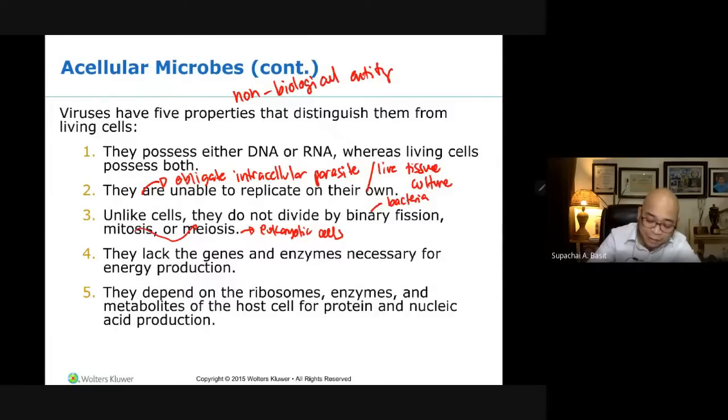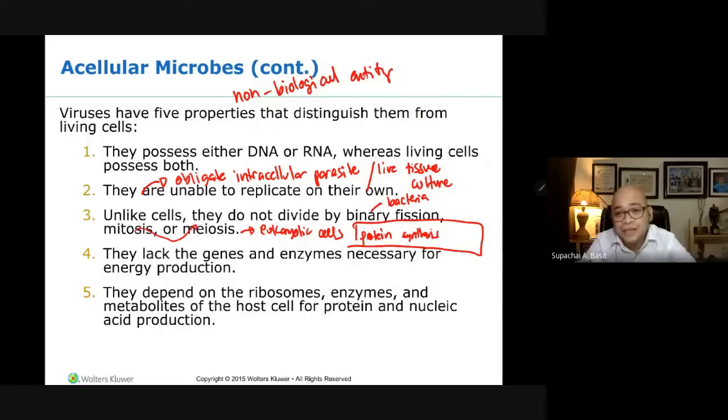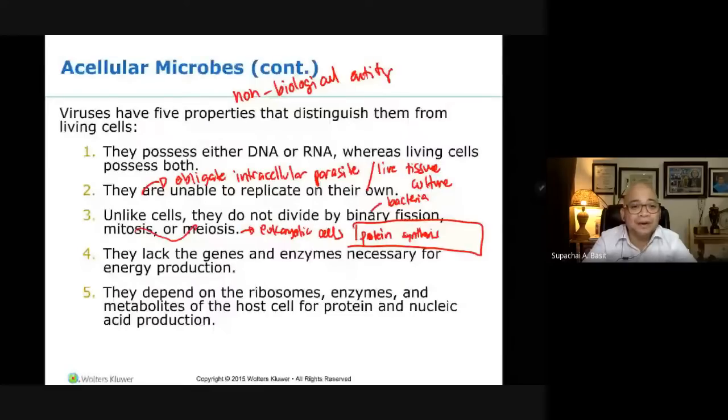But they divide by means of protein synthesis using the genetic machinery of the host. So that's the reason why viruses cannot really survive without a living host. They lack the genes and enzymes necessary for energy production, so we also consider them as energy parasites. They depend on the ribosomes, enzymes, and metabolites of the host cells for protein and nucleic acid production.